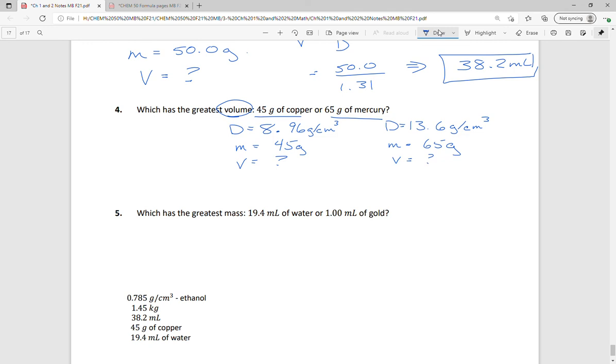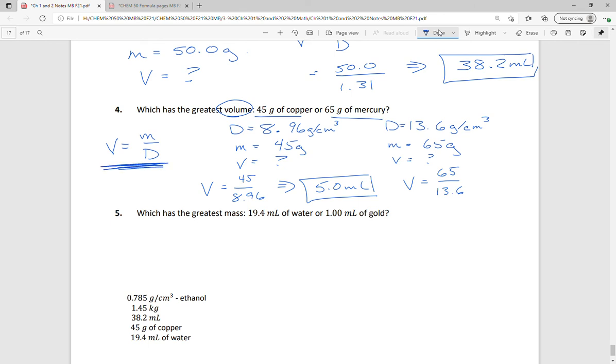In both of these cases, the equation that I would use is that volume equals mass over density. In this one, if I do the calculation, I'd have 45 over 8.96, and that gives me 5.0 mL, correcting to the 2 sig figs. I'm going to compare that to what I get over here as the volume for the mercury. I take my 65 divided by the 13.6, following the equation that I had specified and the information that I know. Using my calculator, correct to the 2 sig figs, I get 4.8.